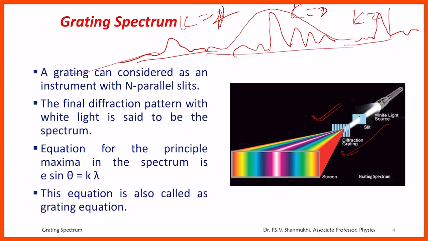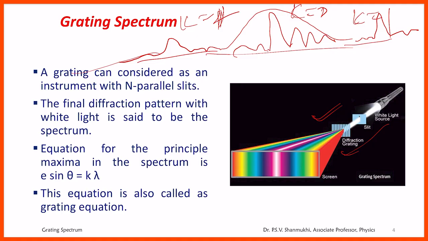In the central case you will get the white light. On either side of the white light you will get the colors VIBGYOR, violet to red, and on the left side also violet to red colors you will find. So what is the use of this grating actually? It is acting like a dispersing agent.